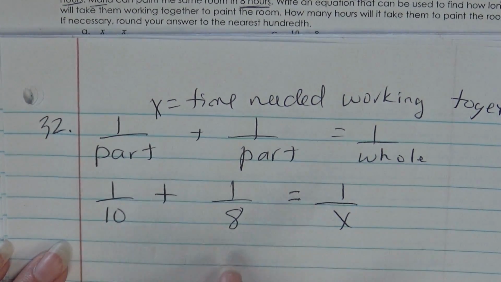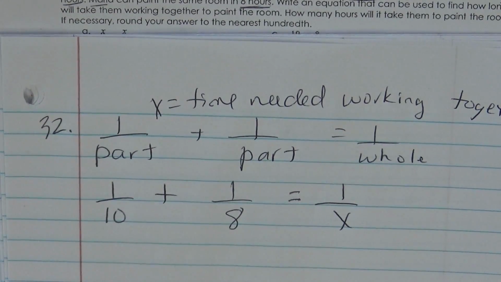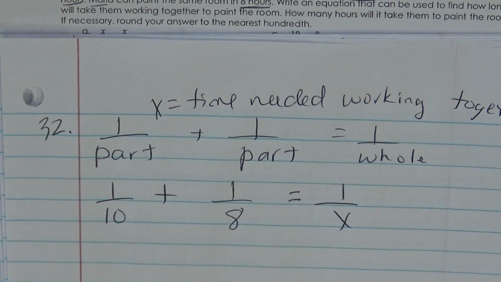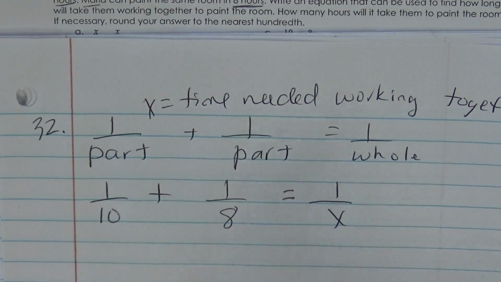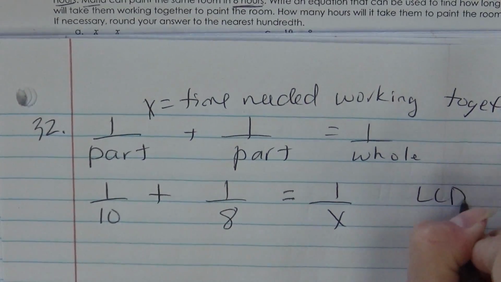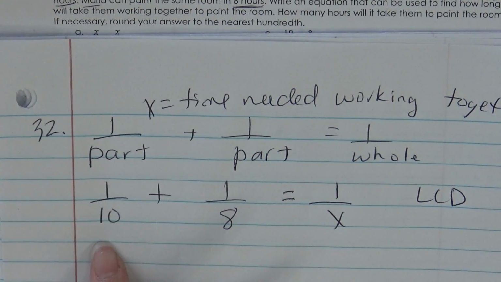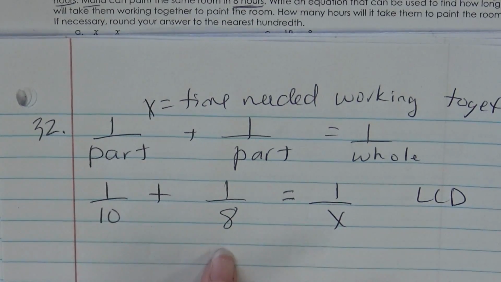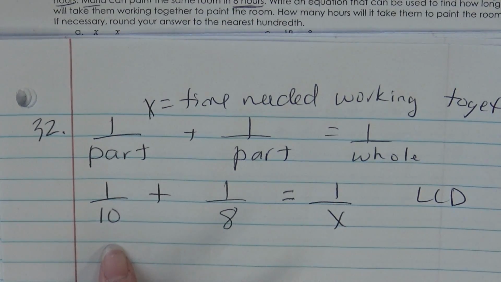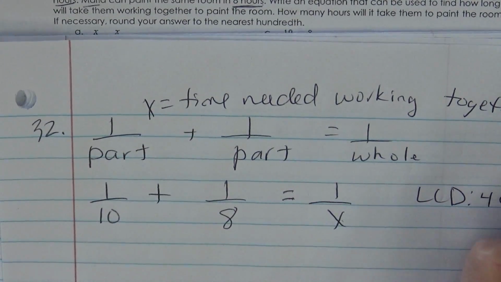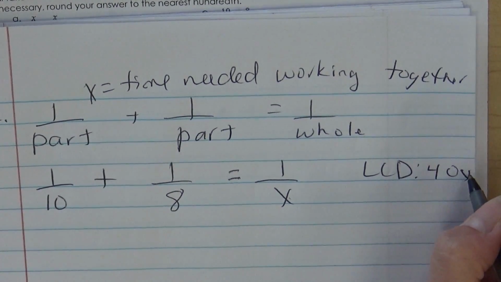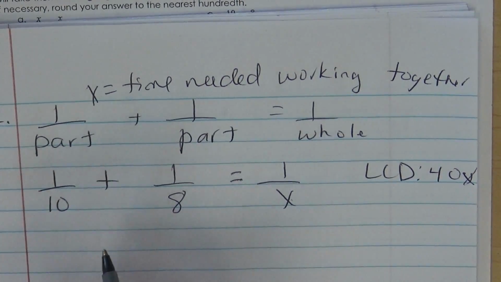So this is the equation. I know my equation does not look exactly like the choices, and I'll talk about that in a second. But this is the one that we discussed. To solve this for X, we need to multiply both sides by the LCD. So my LCD needs to have a 10. I need the least common multiple of 10 and 8, and that's going to be 40. And I also need the X. So the LCD is 40X. So we're going to go through and multiply each term by 40X.